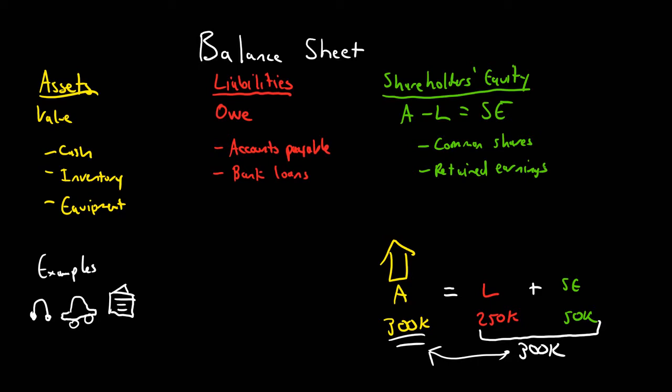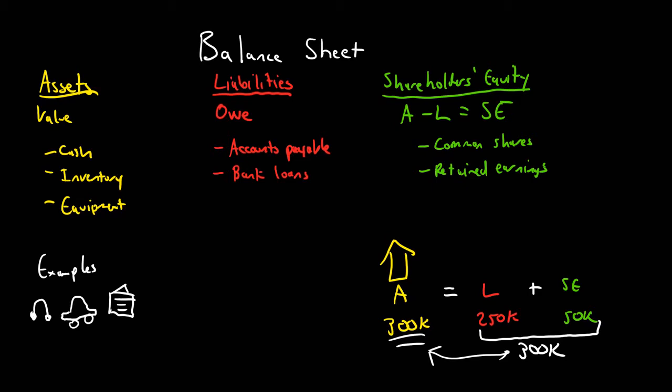So we'll probably spend a lot more time talking about retained earnings and common shares, and they'll get their own videos in the future. But for now, just know common shares are when a shareholder invests in the company, they purchase common shares and their equity grows. Retained earnings are when the company makes profit and doesn't pay it out in the form of dividends.